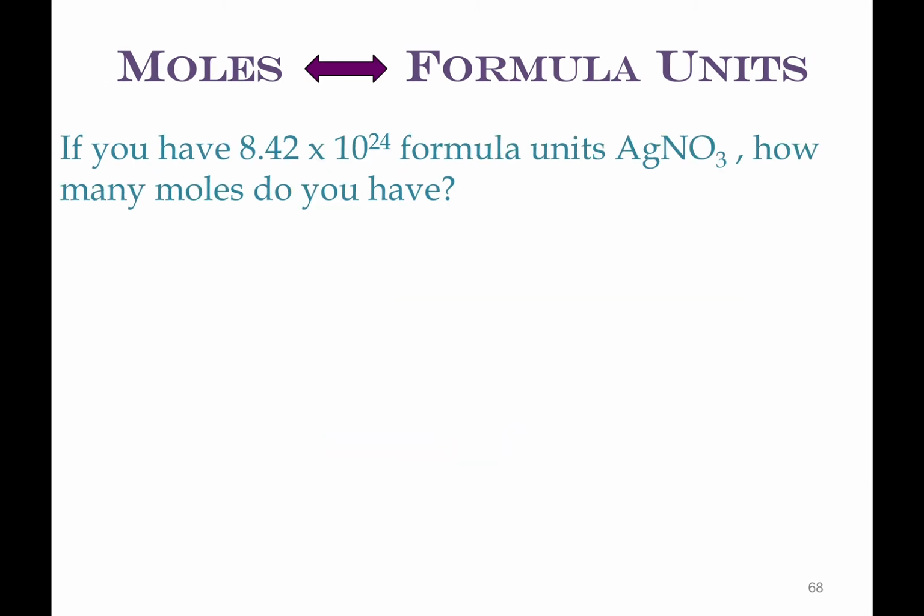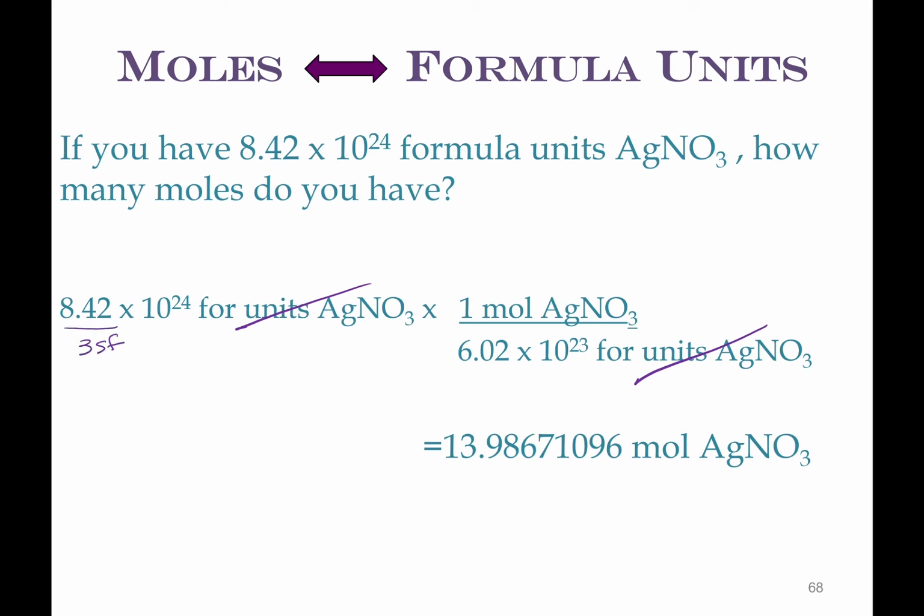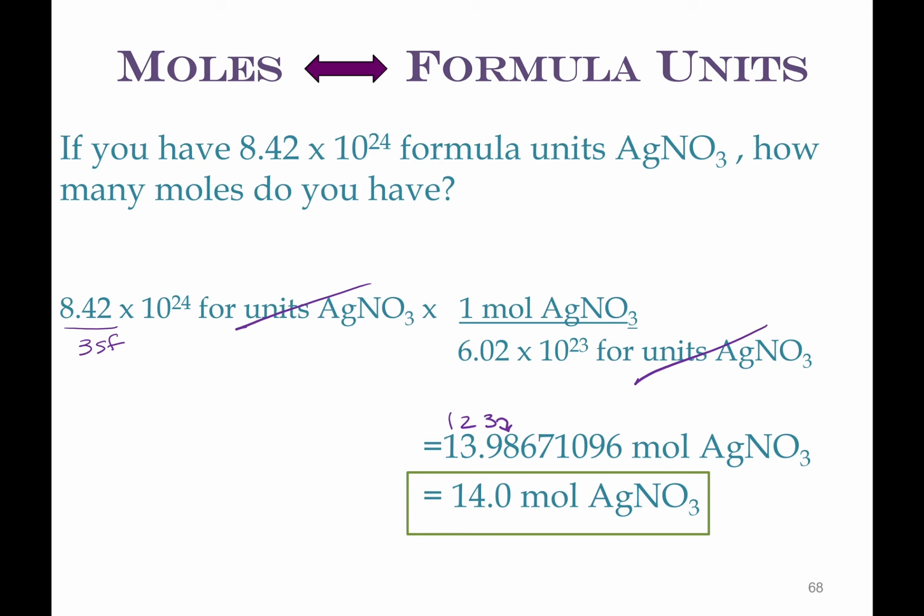Moles to formula units. Again, so try it. Pause it. Okay. We have 8.42 times 10 to the 24th formula units of silver nitrate. How many moles do you have? We're going to start with the 8.42 that's given. We want to get rid of the formula units, so we put Avogadro's number on the bottom. We do the math by dividing by Avogadro's number and we get 13.98671096. We have 3 sig figs here: 1, 2, 3. We look 1 to the right for rounding, giving us 14.0 moles of silver nitrate.